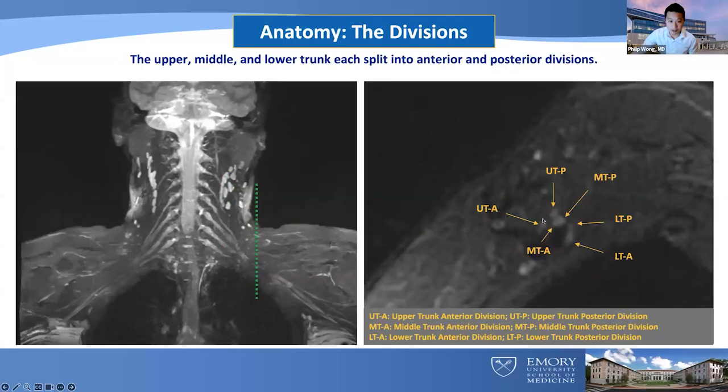Each of those trunks divides into anterior and posterior divisions, and you can see each division. This is usually at the retroclavicular plexus. UTA is the upper trunk anterior division, UTP is the upper trunk posterior division, then the anterior and posterior divisions of the middle trunk, and the anterior and posterior divisions of the lower trunk. So all three trunks divide.